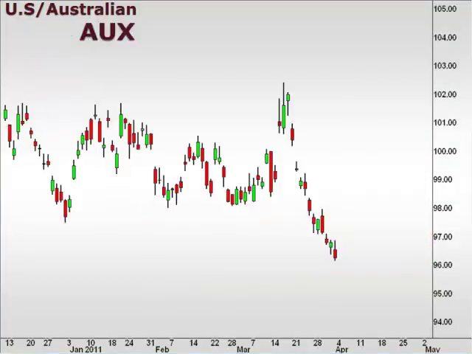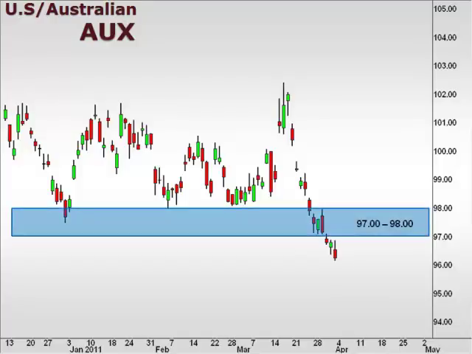Next up, the AUX, the U.S. versus the Australian dollar. The AUX broke below a key support at 98 and closed the week just above this 95-96 focal zone. Although the pair may extend lower towards 95, we expect a retracement higher this week with 97-98 assuming the role of resistance.